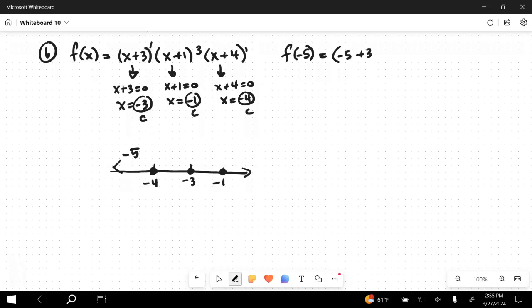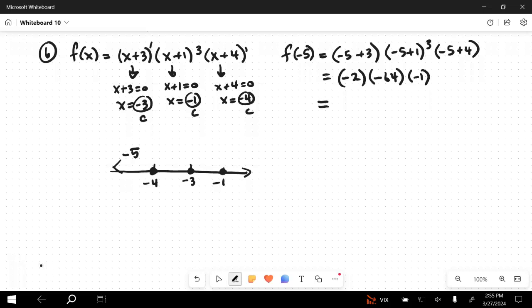Negative 5 plus 3, negative 5 plus 1 to the 3rd power, and negative 5 plus 4. Negative 5 plus 3 is negative 2. That's going to be negative 4 to the 3rd power, which is a negative 64. That is going to be a negative 1. We have 3 numbers that are negative, that are being multiplied together, so the answer is going to be negative 128. Because it's negative, we're going to start the function below the axis. All of these were crosses. So starting below, we're going to cross, cross, and cross.